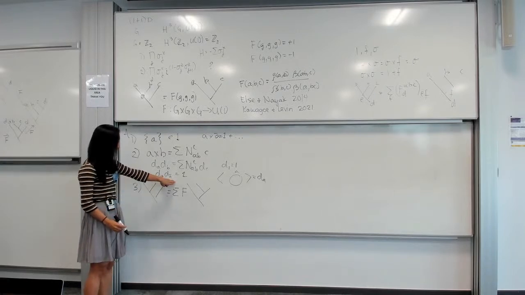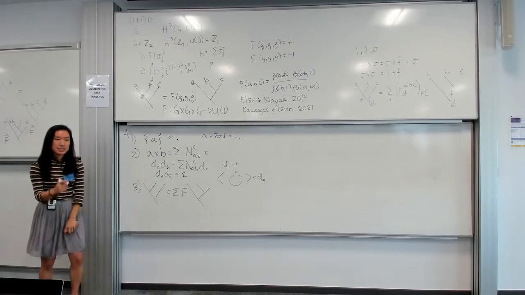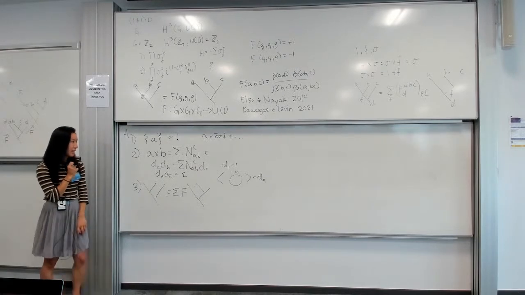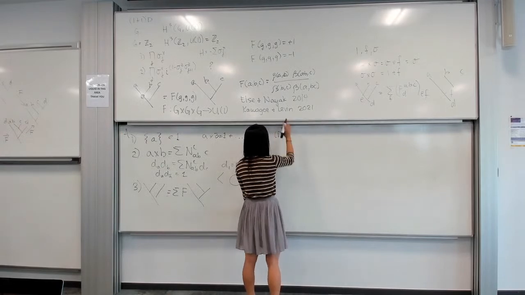Okay. So this is our data, and we want to understand when the symmetry is anomalous, given these pieces of data. And there are multiple different approaches. And the first approach, I'm going to call the edge approach.